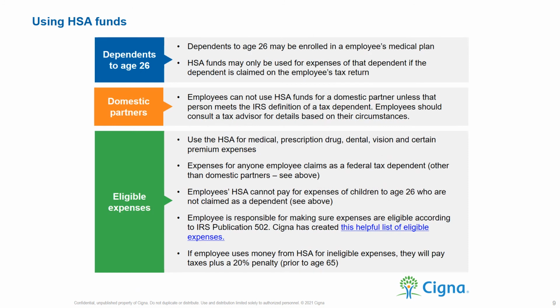We've talked about what these funds can be used on in terms of medical and healthcare costs, but we haven't talked about who we can use the funds for. Take a look at the screen here. Alongside using the HSA funds for your own healthcare costs, you can use these funds for any of your dependents up to the age of 26, along with your domestic partners.